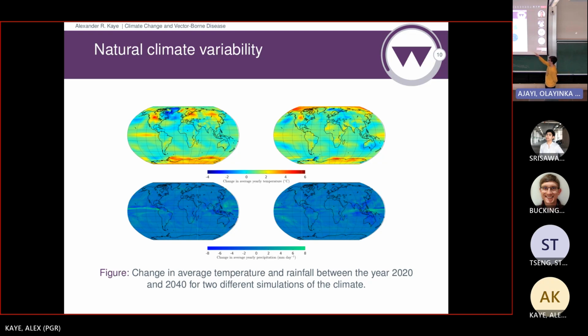So if you just look at Greenland, it gets colder in the future using the top left simulation, but it gets hotter in the future using the top right simulation. And so this shows that natural climate variability and how we choose our initial conditions really matter. And the same is true for rainfall, but perhaps this is a bit less enlightening because it doesn't change that much. And you can perhaps see evidence of El Nino or La Nina events there.